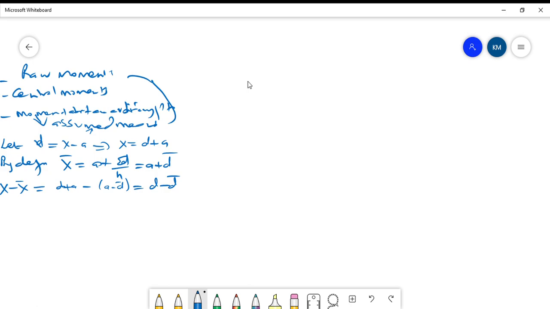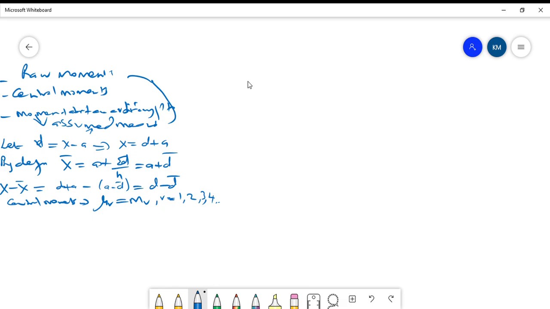So the first example is the first central moment. Central moments can be denoted either using mu subscript r or m subscript r, where r is equal to 1 for the first moment, 2 for the second moment, 3 for the third moment, 4 for the fourth moment, and so on. But in this course, we are interested in up to the fourth moment.